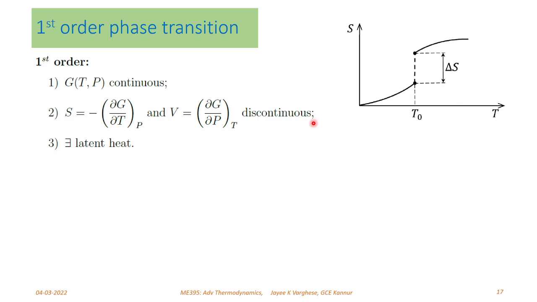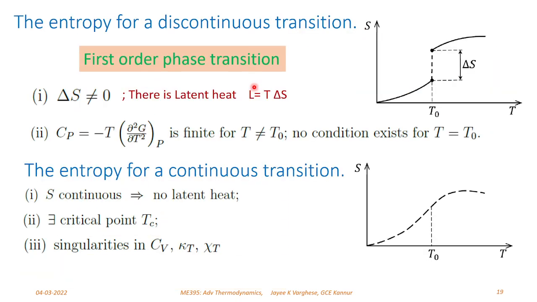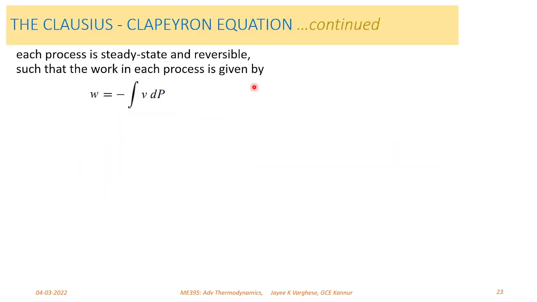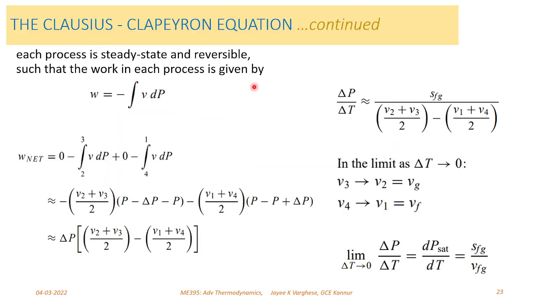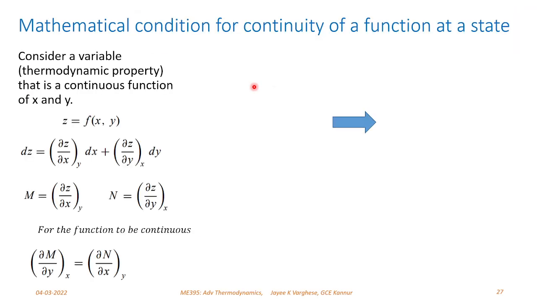Now let's see another case, in which it is a second order phase transition. So before going to this, we should also see a property relation. Some of the property relations we should be familiar with at this point.